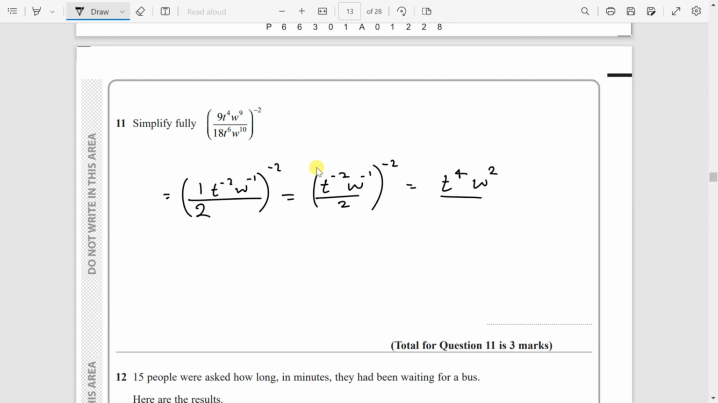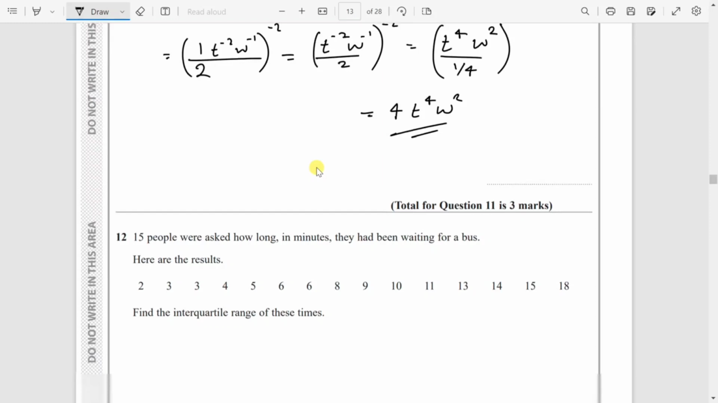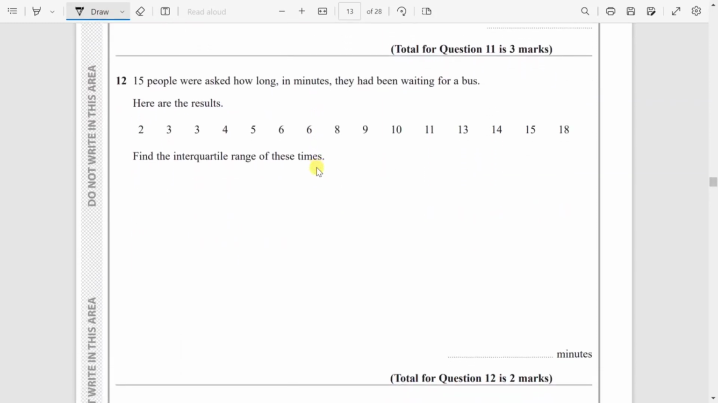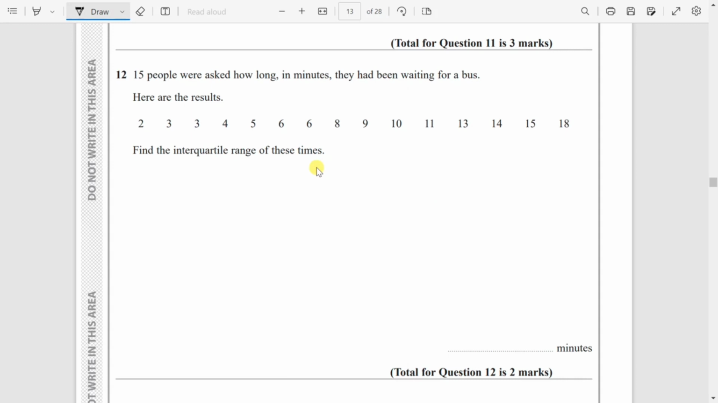Now, be very careful. You're going to write 2 to the -2. Let's put that in a calculator. 2 to the -2 is a quarter. So you'll have a quarter underneath, but that doesn't look nice. When you have a fraction underneath, you just bring the bottom number to the top. So it'll just be 4t to the power 4, w to the power 2, over 1, but we don't need to write over 1. And that should be our final answer there. So let's move on to the next one. Surprisingly, the questions have not been too hard compared to other years. It's quite good. Now, number 12.